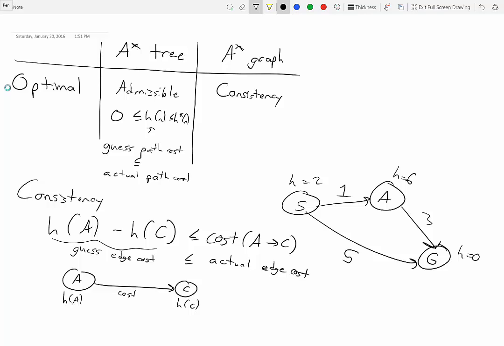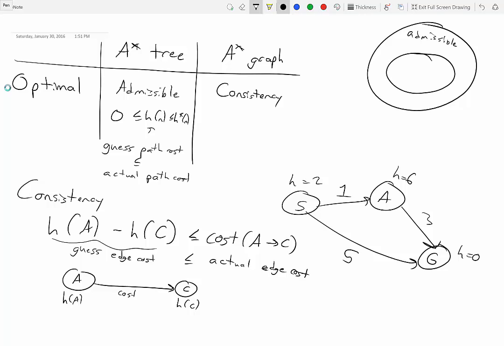In fact, we can say something else. Let's consider all heuristics that are admissible. They all lie within this circle. So we can say that actually within this circle lies all consistent heuristics. What this means is that if a heuristic is consistent, then it's also admissible. A good exercise would be to prove this. Take a heuristic that's consistent and prove that it also satisfies the admissibility constraint.